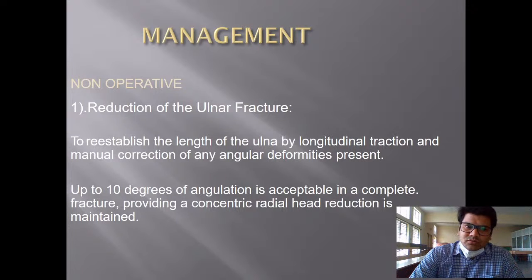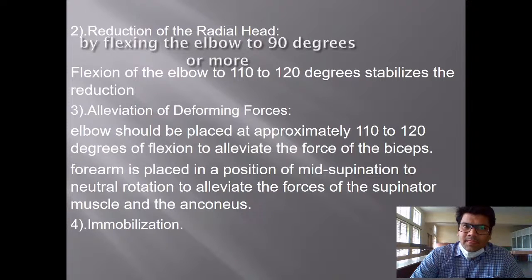Management: non-operative reduction of the ulnar fracture. Re-establish the length of the ulna by longitudinal traction and manual correction of any angular deformities. Up to 10 degrees of angulation is acceptable in a complete fracture. Reduction of the radial head is by flexing the elbow to 90 degrees or more. Flexion of the elbow to 110 to 120 degrees stabilizes the reduction.